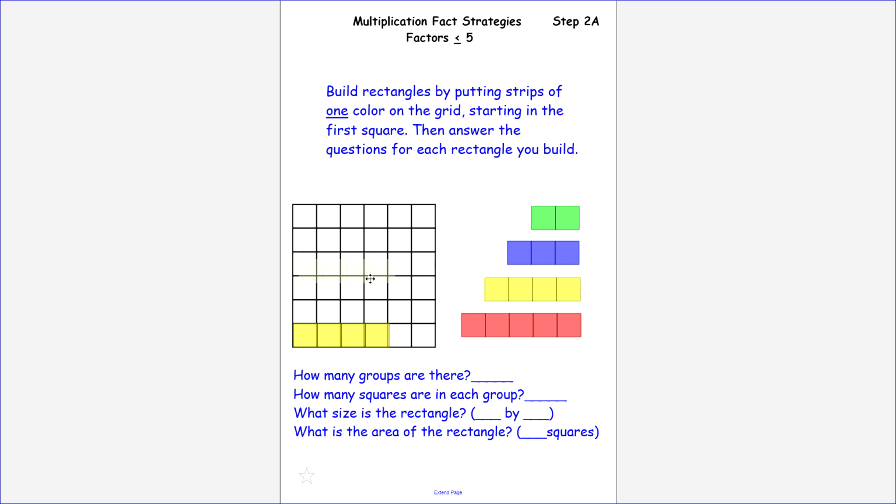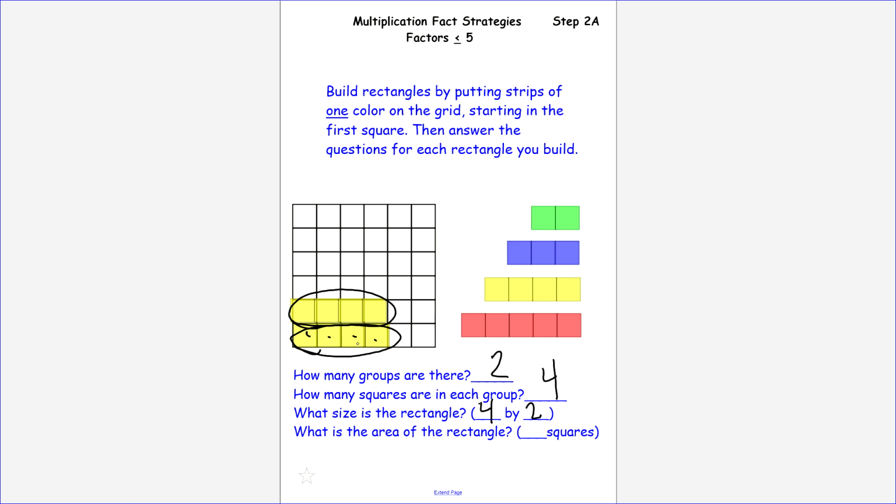Great. Let's go ahead and add another strip with 4 squares. Now you can see that there are 2 groups with 1, 2, 3, 4 in each group. So this is a 4 by 2 rectangle. Count with me to find the area.